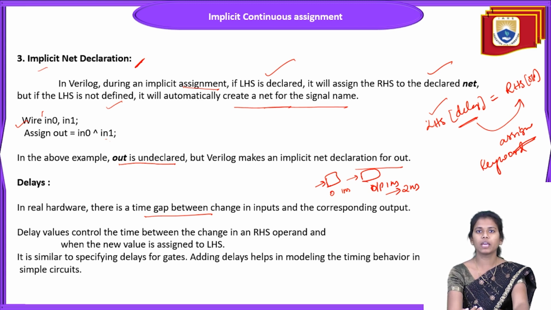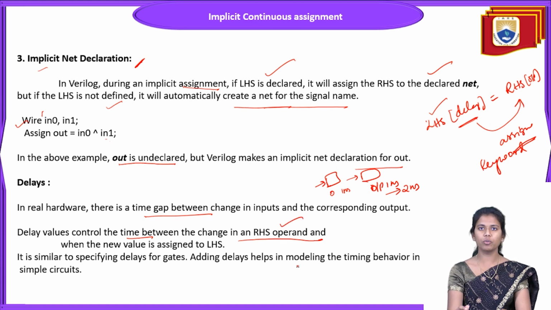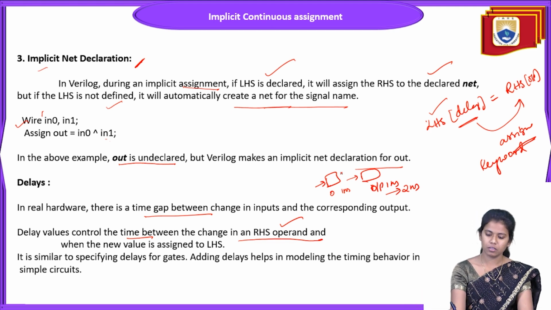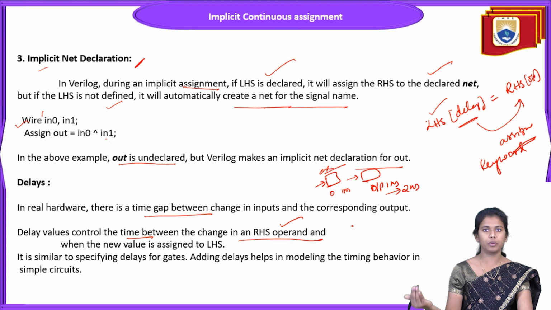In Verilog, we have several types of delays, and we have discussed those delays in the previous class also. The delay value controls the time between changes in the RHS operand, so it controls the time at the output. For example, I give my input at 10 nanoseconds, but I observe my output at 20 nanoseconds. So the overall delay I am observing here is 10 nanoseconds.